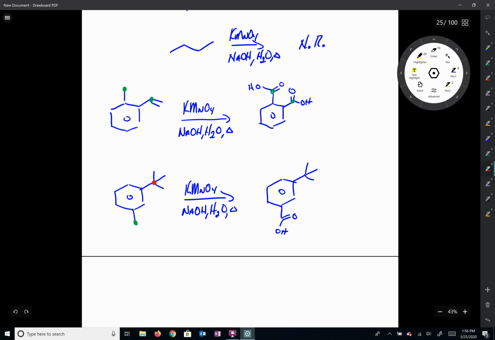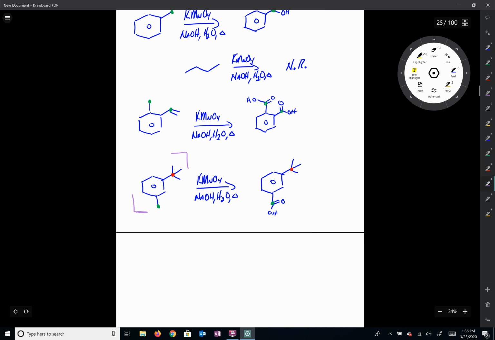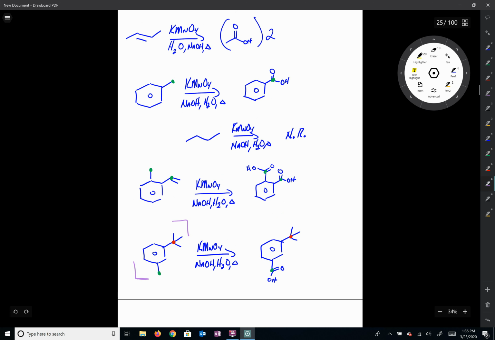Let's do it like this. What is different between the red and the green carbon in our starting material? What is different about any of the green carbons as opposed to the red carbon? And the difference is, does it have a CH bond?